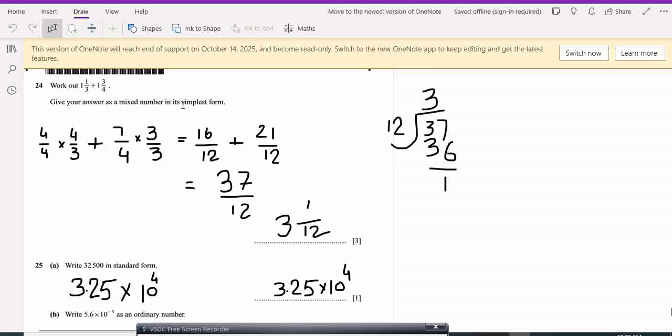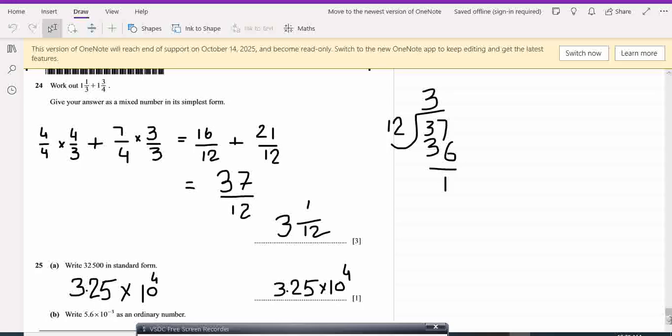You have to give the answer as a mixed fraction. So again, put the numerator inside and denominator outside and divide them. 12 3s are 36. 37 minus 36 is 1. So the answer is 3 whole 1 over 12. So 3 whole 1 over 12 is the answer.